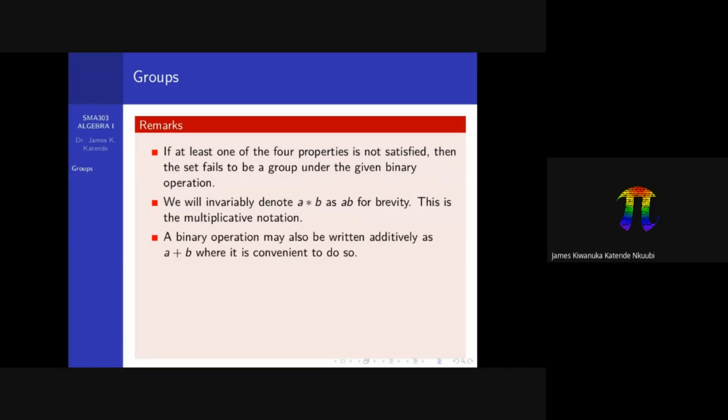Sometimes instead of writing AB, we can denote the operation by A plus B. Sometimes this is convenient, to denote the binary operation as A plus B, and this is what we call the additive notation. Sometimes this is convenient, and sometimes that will be convenient. Most of the time, we shall use this multiplicative notation for most of the work we are going to do. Where necessary, there might be situations where it's necessary to use the additive notation, and that's what we'll use.